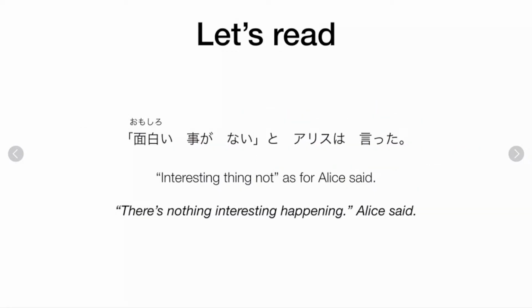This is in quotes now. Notice this, right? Omoshiroi koto ga nai. So omoshiroi is an e adjective that means interesting. Koto, we just talked about, abstract things. So omoshiroi koto is interesting things. Ga nai, there is nothing interesting. To, your quotation particle. Arisu wa itta. So Alice said, omoshiroi koto wa nai. There is nothing interesting happening.